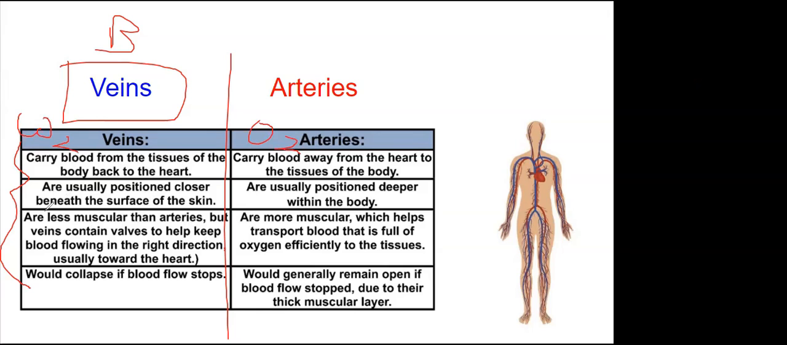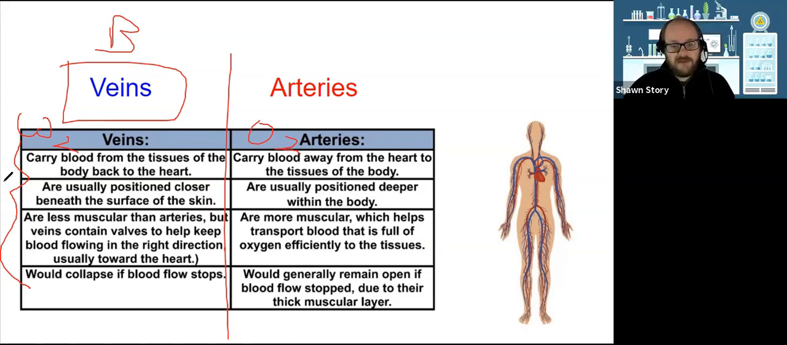Okay. The veins are usually positioned closer beneath the surface of the skin. The arteries are usually positioned deeper within the body. And so these are the ones that we see, right? If you actually look at your skin, you can see the blue veins. They're the ones closer to the surface of the skin.